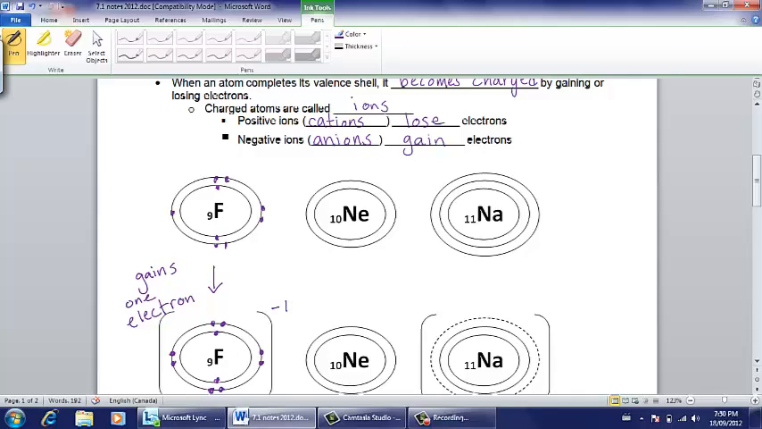Next, we will look at neon. Neon has an atomic number of 10, meaning that it has 10 protons, and that the neutral atom also has 10 electrons. Putting these onto the Bohr diagram, you can quickly see that this means that it already has a full outer shell. Neon is an example of a noble gas.